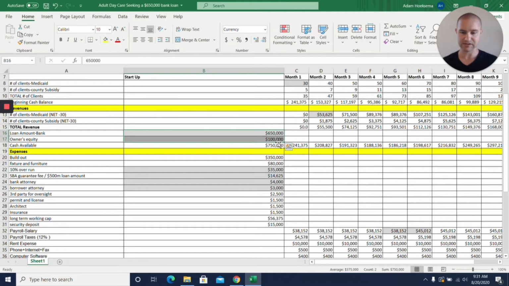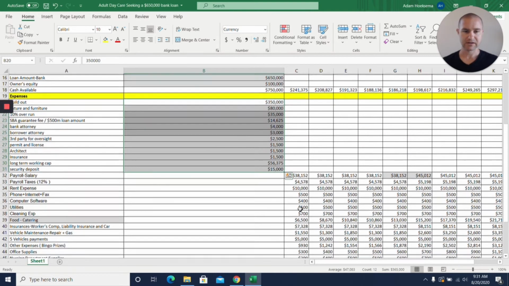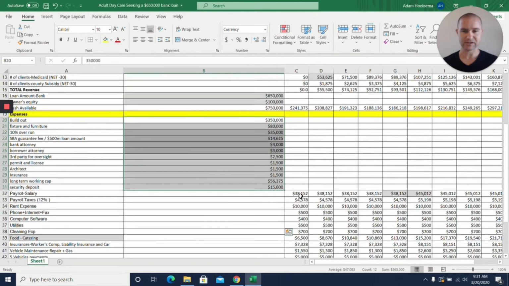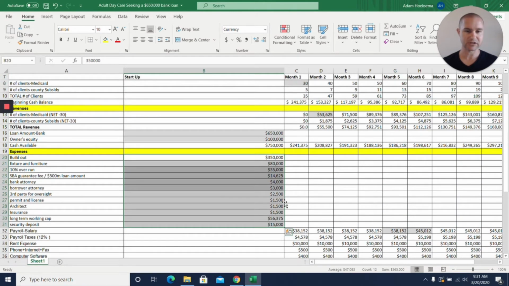You've got your funding sources here, you've got your startup costs here, and then your operating expenses. So this is not really like standard financial statement structure. It's not a balance sheet. It's not really a cash flow statement. It's not really an income statement. It's kind of a mix of all of those, which is okay.